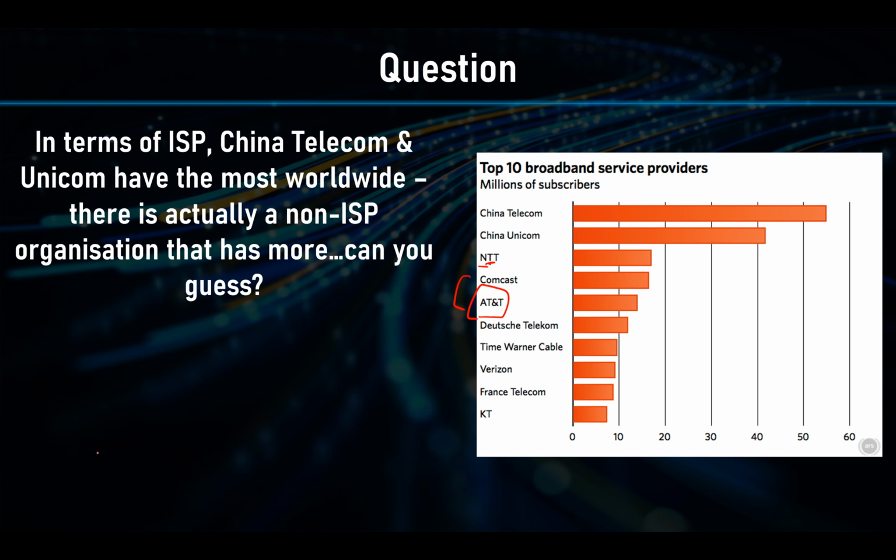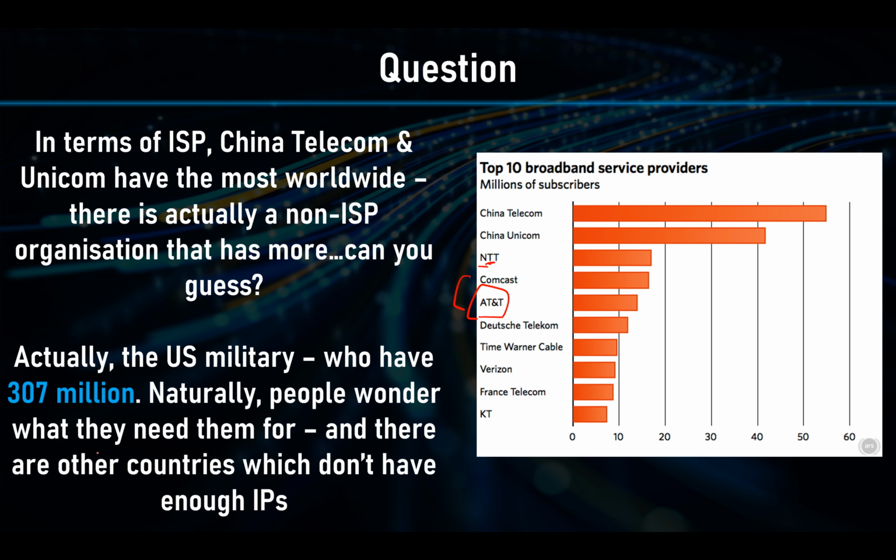Okay, so there's actually a non-ISP organization that has even more IPs, and this one would be impressive if anyone can actually guess it. So let's have a look. It's actually the US military, and they've got 307 million different IPs. Now, naturally, conspiracy theorists and people are wondering, why does the US military need 307 million IPs, and what are they using them for?